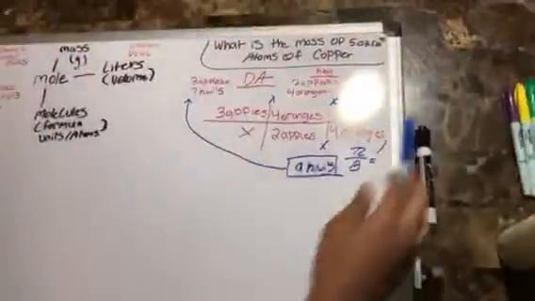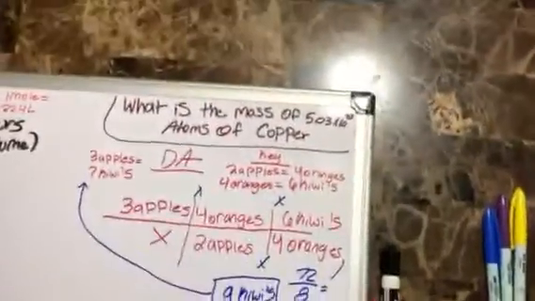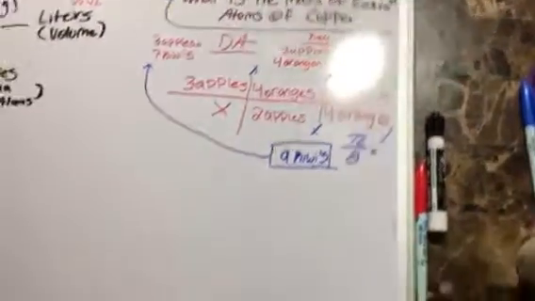So that's what we're going to get for 3 apples. So that's just a very simple, easy way of using dimensional analysis. You can use it in everyday terms. So now let me show you how to do the molar mass, which I referred to earlier.